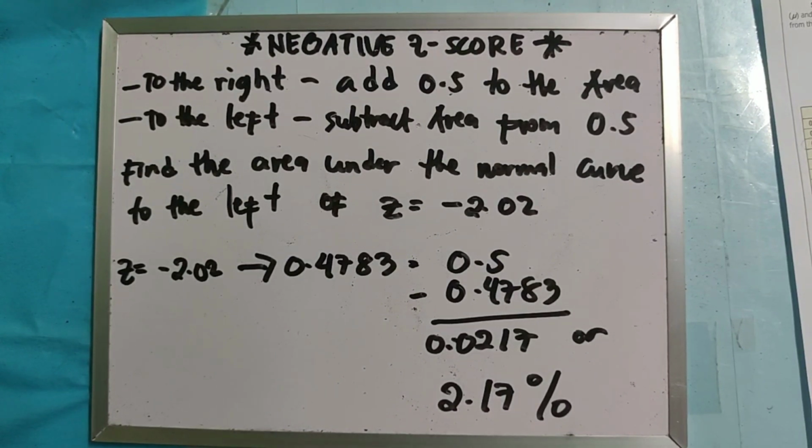So, that is how we are going to find the area under the normal curve of z-score if you are looking for to the right or to the left. And that ends our video. Class, I hope you learn how to get the areas of a standard normal distribution. Thank you so much and may God bless us all.